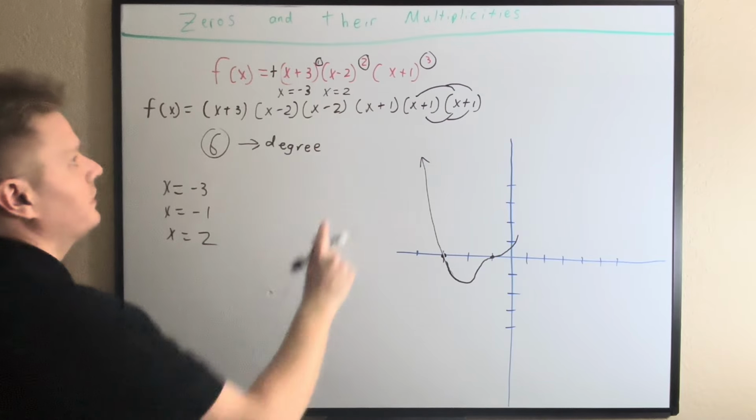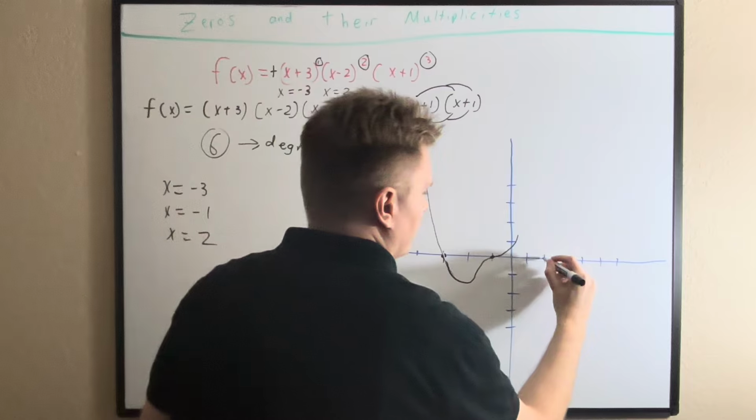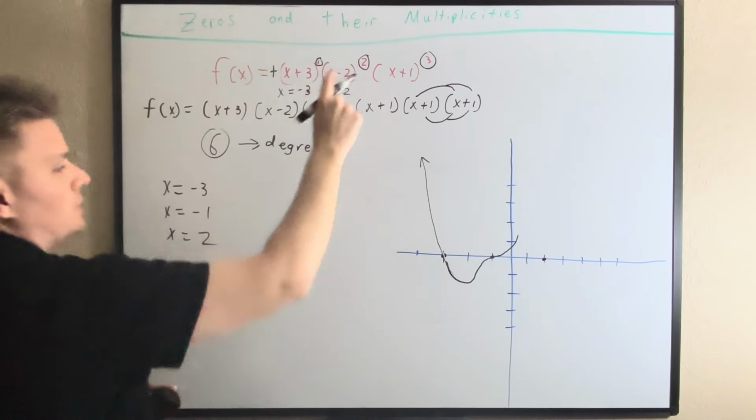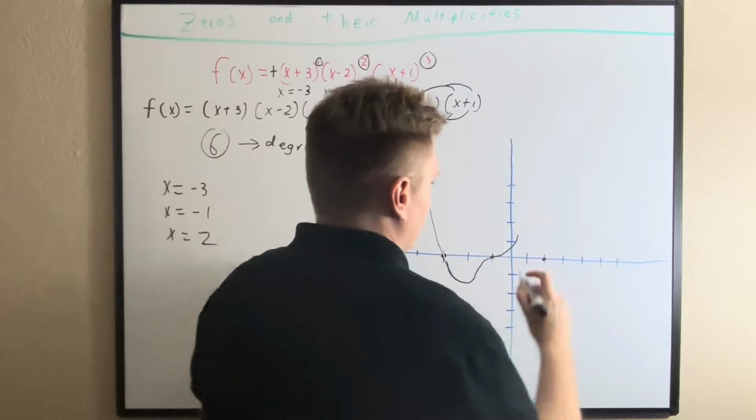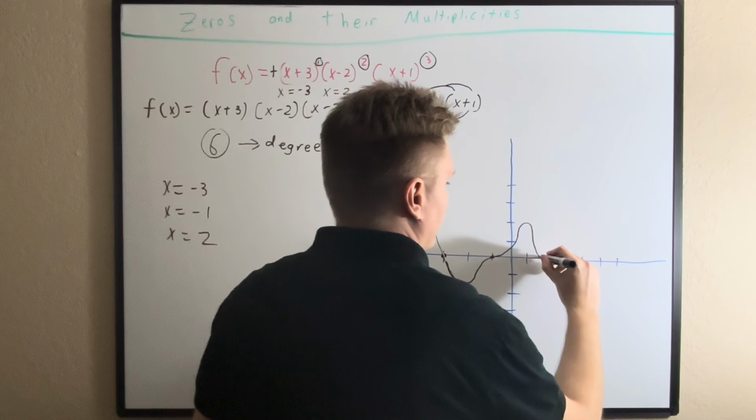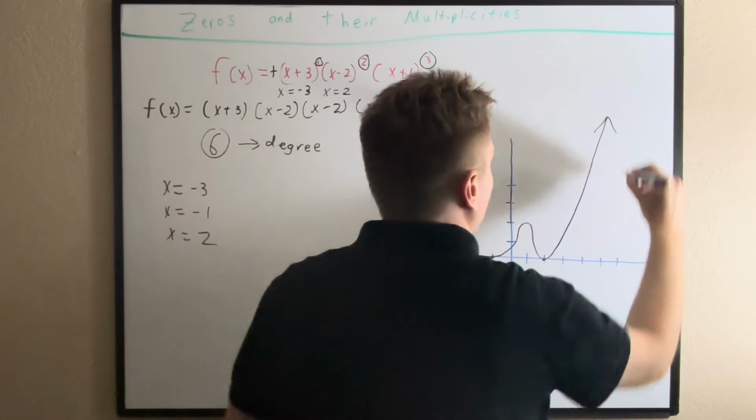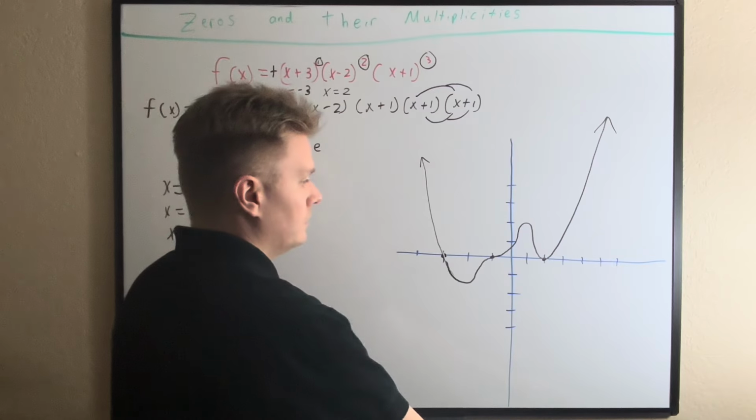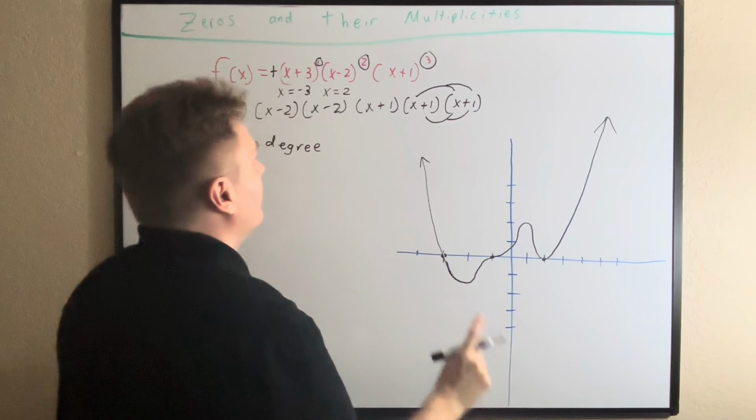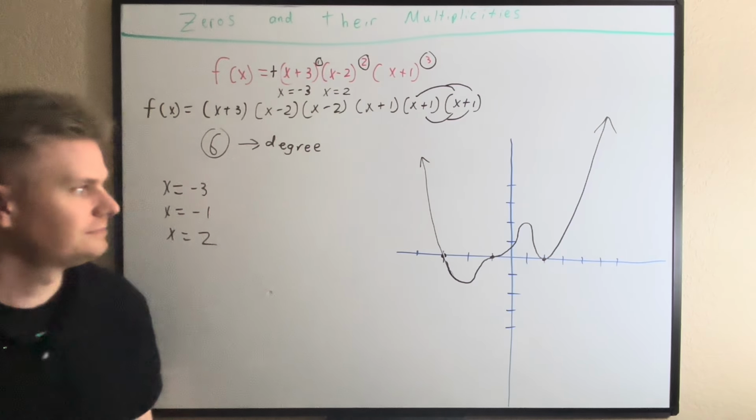Now, what's the next one? 2. 1, 2, crosses at 2. Now, that one is multiplicity of 2. What does that tell us? It tells us that it's going to touch and then keep going. It's not going to go through. Only the odd multiplicities go through. The even ones just touch. All right?